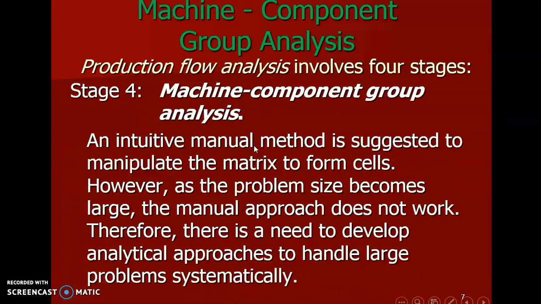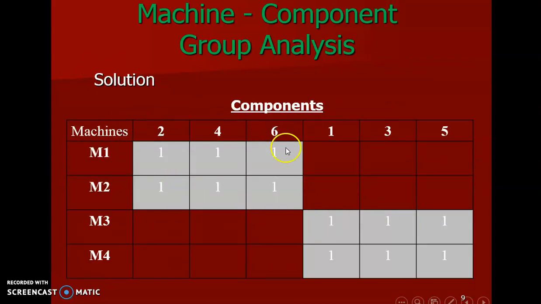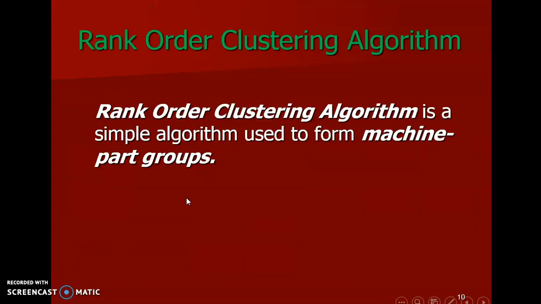Once we do this machine component group analysis, the entire matrix is converted into manufacturing cells. So this is one manufacturing cell and this is another manufacturing cell where the group analysis is done. This group analysis can be done by means of an algorithm called rank order clustering, which is one kind of algorithm to form a manufacturing cell.